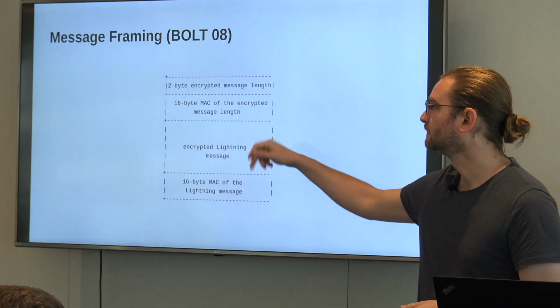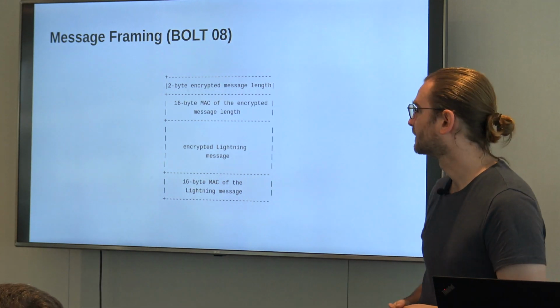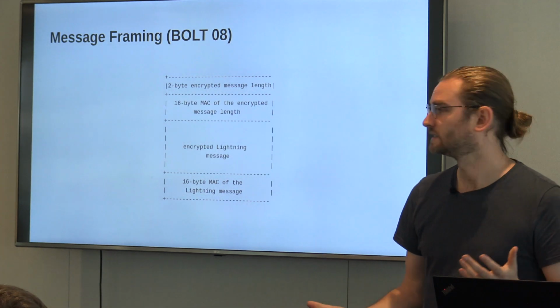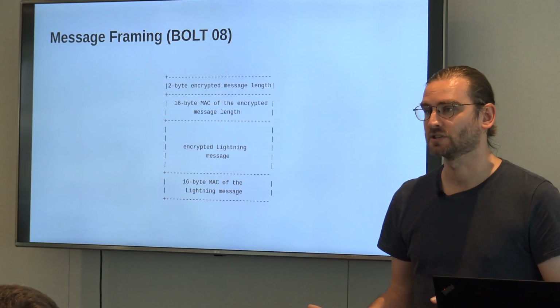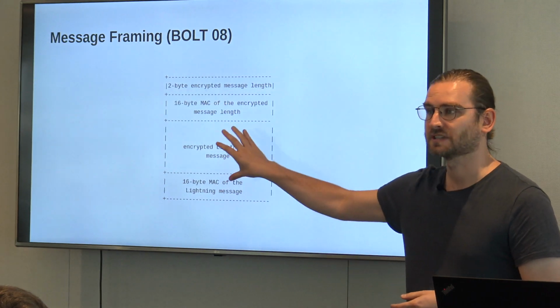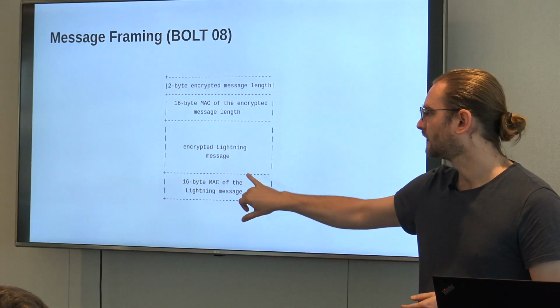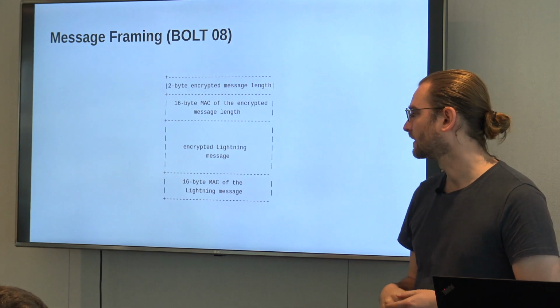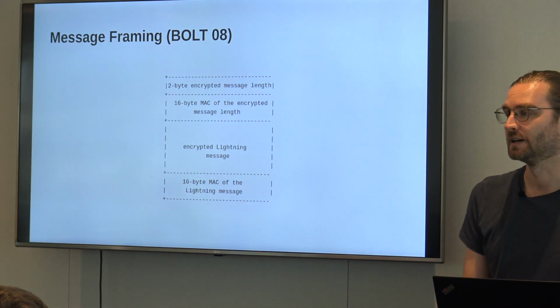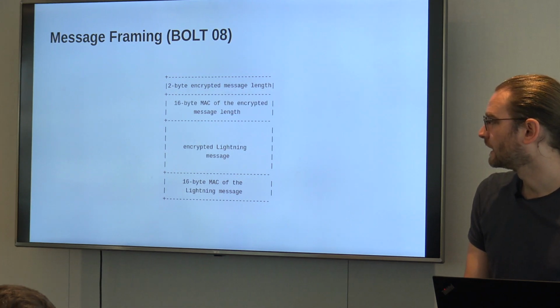Followed by a 16-byte MAC of the encrypted message length. MAC in this case is just an HMAC using SHA-256. We have an encrypted lightning message, which is the actual payload, followed by a 16-byte MAC of the lightning message, and that's again a SHA-256 based HMAC.